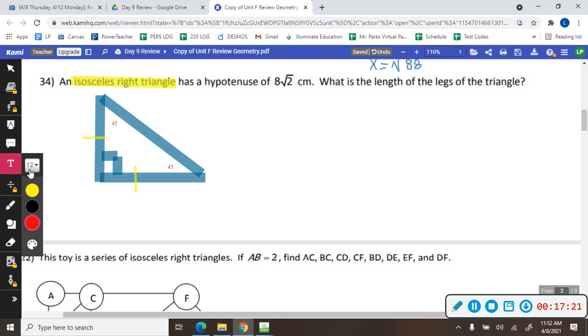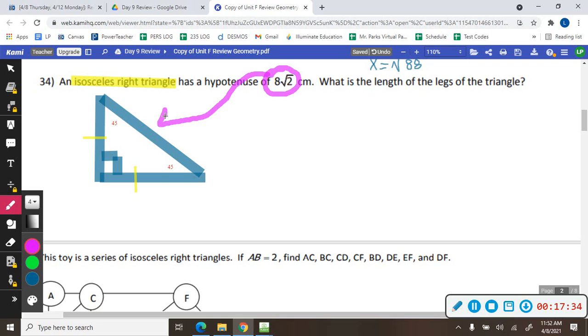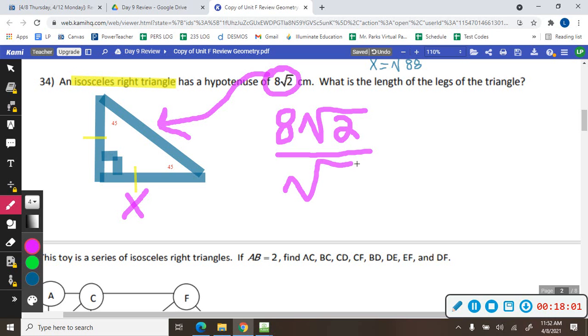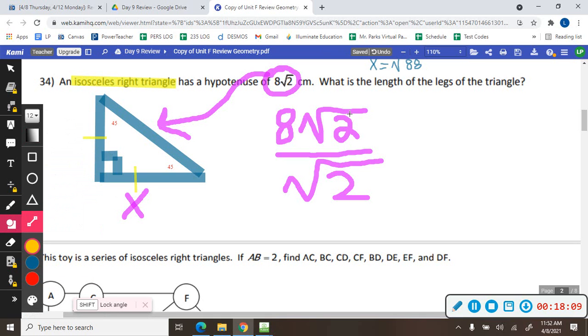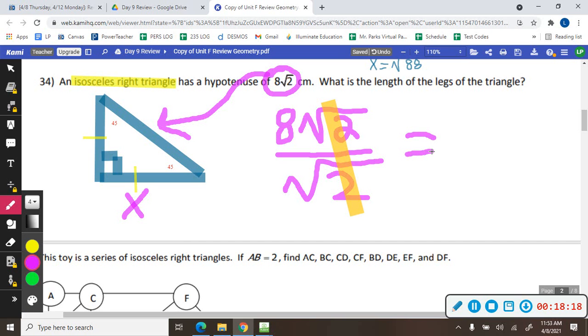So they tell us the hypotenuse is 8 square root of 2. They're telling me that this goes here. What is the length of the legs? So what is x? Well, if you start with the hypotenuse and you're going to a leg, you take this number divided by square root of 2. So I'm going to take 8 square root of 2 divided by square root of 2. These are going to cancel, and so you just get x equals 8. So I would say the legs of the triangle are each 8.